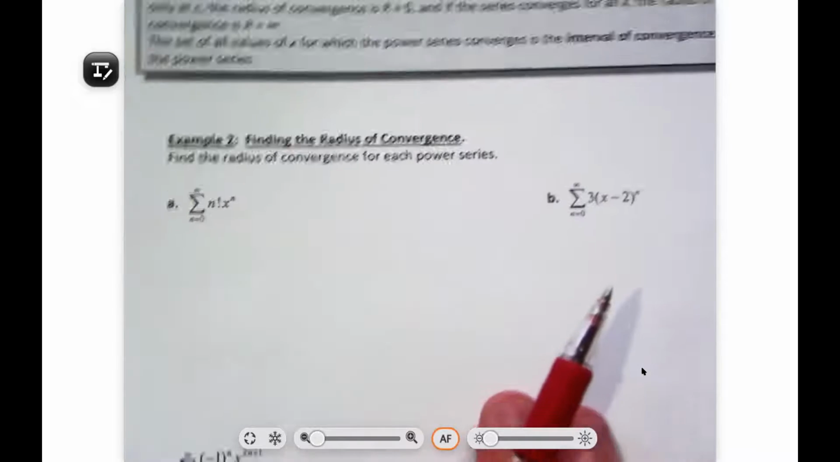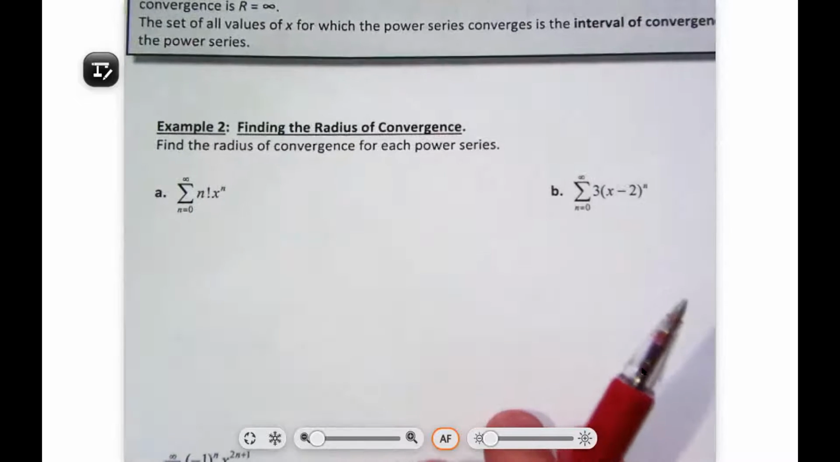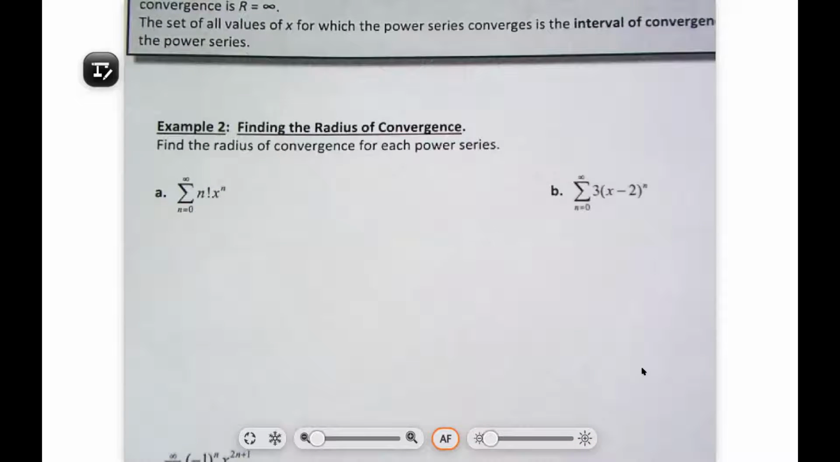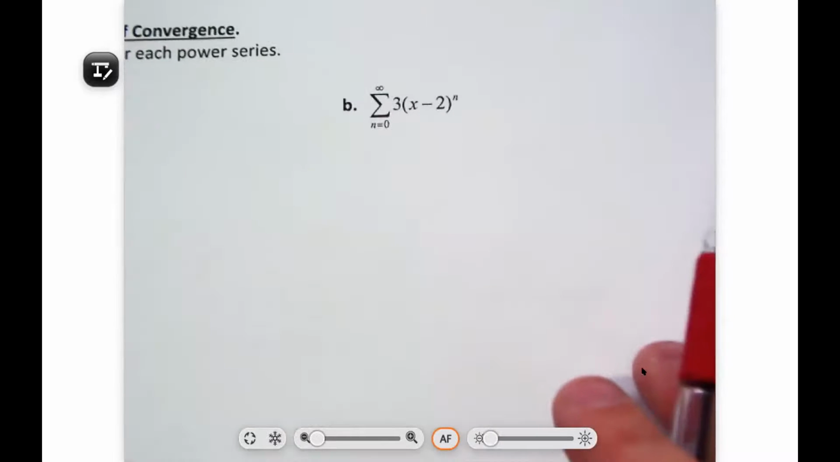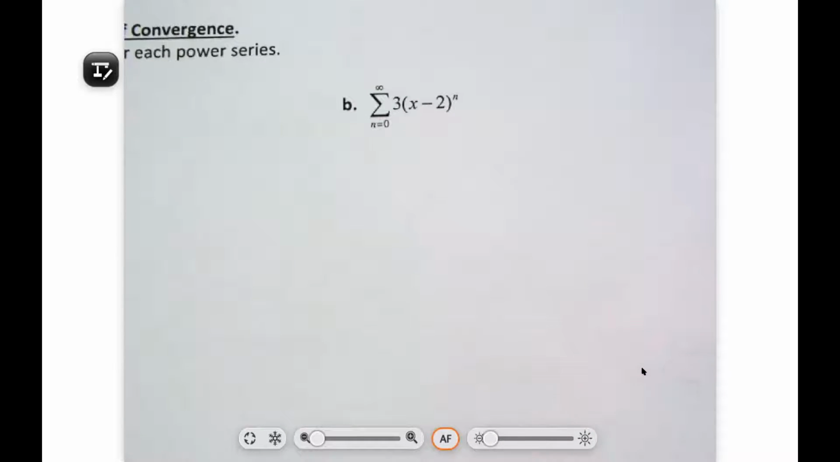It says find the radius of convergence for each power series. So the question is not asking for what values of x do these series converge. It's just saying what is the radius of convergence? And I actually want to do b first. If you guys are okay with that. Okay. So we are going to do the ratio test.